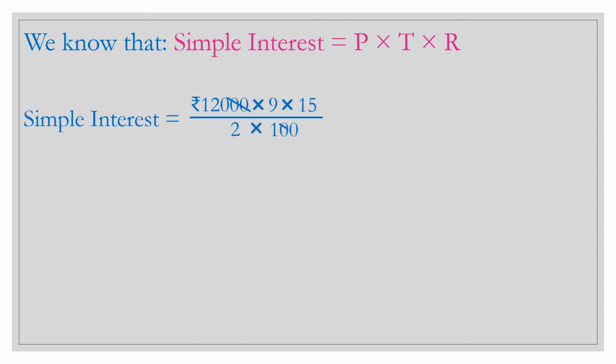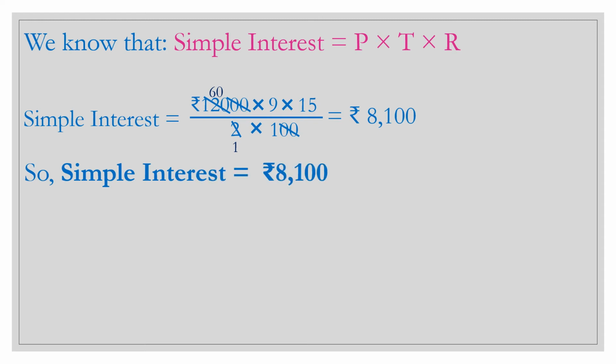Now simplify. Cut 2 0 by 2 0. See, 2 and 120 both are divisible by the same digit 2. So divide. 2 ones are 2 and 2 60s are 120. Now it cannot be further divided. So do the multiplication. We get rupees 8,100. So simple interest is equal to rupees 8,100.